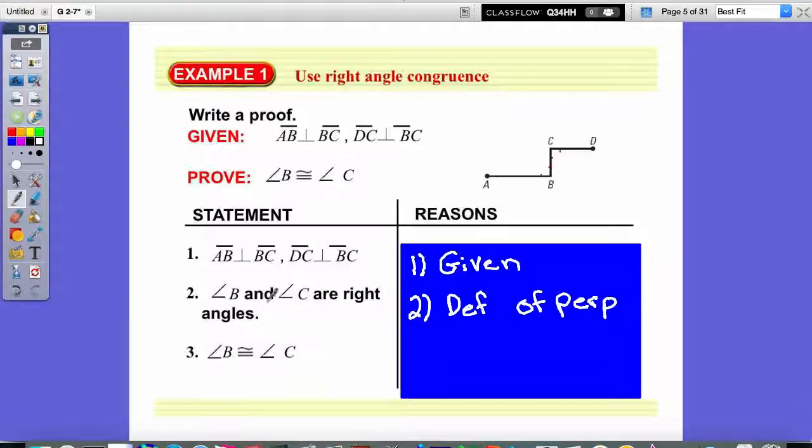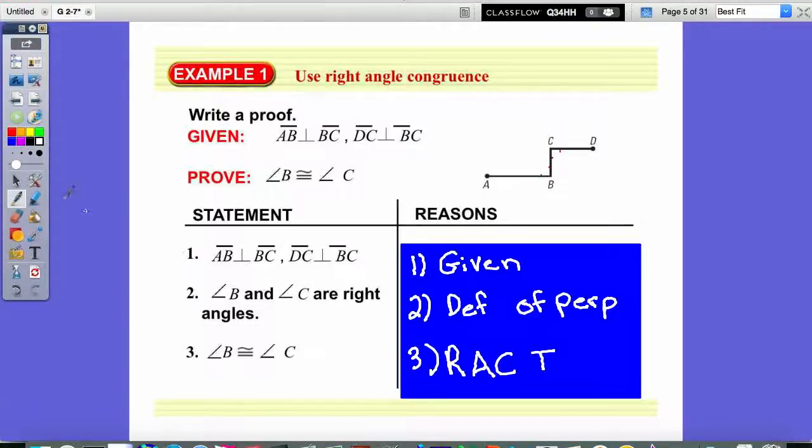And we just learned that all right angles are congruent to each other. So if they're right angles, they're congruent to each other through the right angle congruence theorem. Now, if I didn't remember the right angle congruence theorem, I could have said that angle B and C are right angles, definition of perpendicular. Then I could have said angle B and angle C are equal to 90 degrees because that would be the definition of a right angle. Then I could say, since angle B is equal to 90 degrees and angle C is equal to 90 degrees, that the measure of angle B and the measure of angle C are equal to each other from the transitive property of equality.